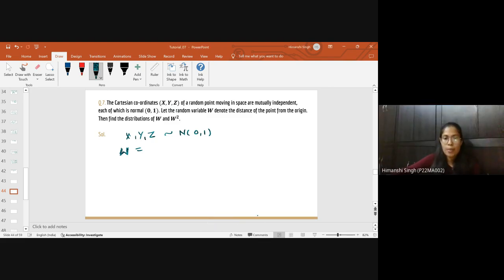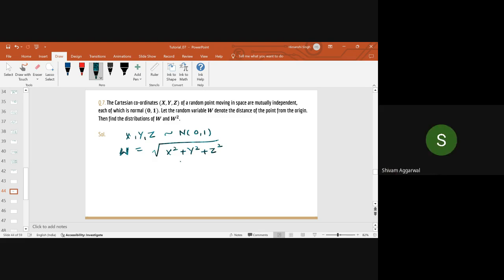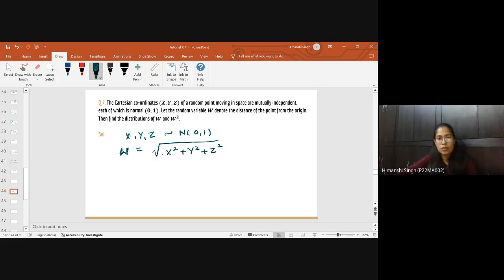Yes, so it will be the square root of x square plus y square plus z square, and here x, y, z represent the coordinates. Basically x, y, z are random variables, so they will be varying, and so the distance also will be varying. So W is a random variable denoting the distance, and x, y and z are normal random variables which can have different values, which are basically the Cartesian coordinates. Now what we need to find is the distribution of W and W square.